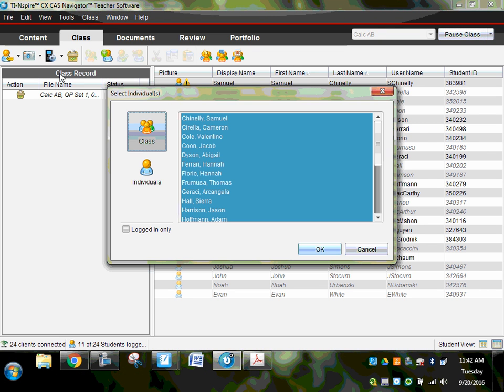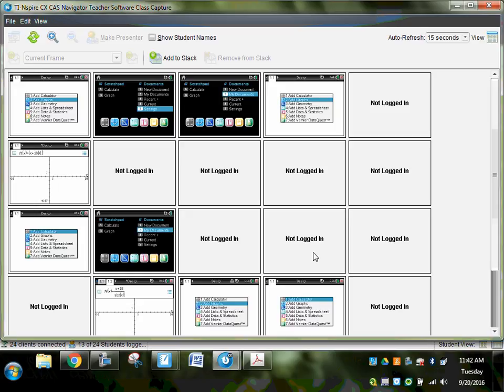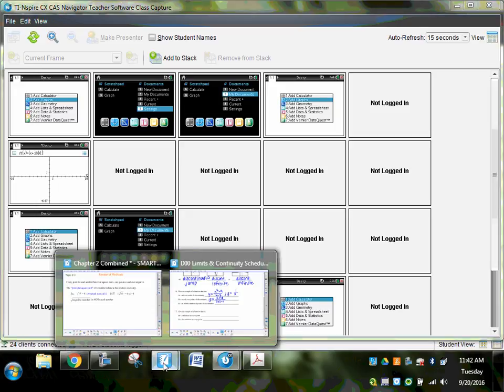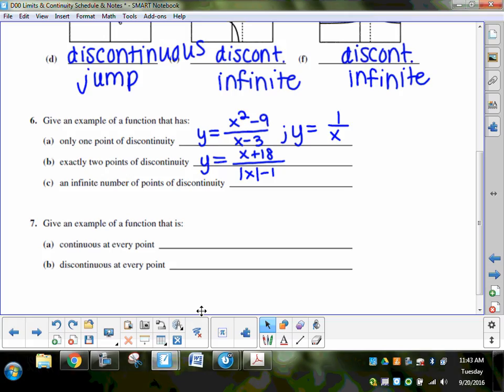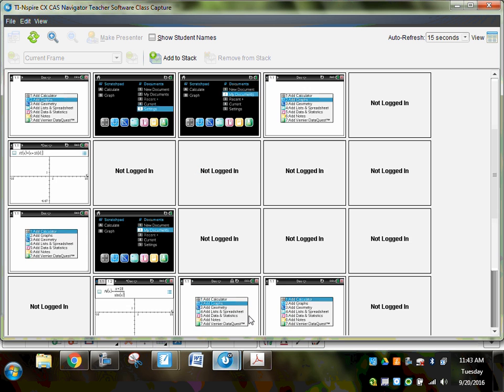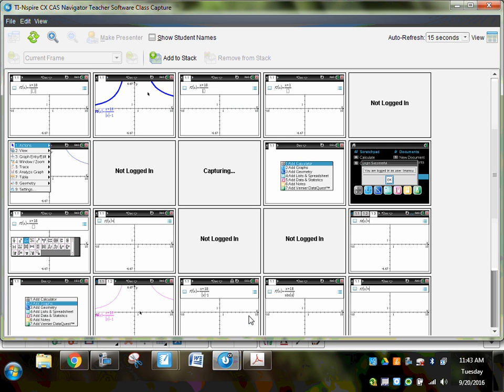He gave it as division, x plus 18 in the numerator, and then the denominator, the absolute value of x minus 1. Boy, I bet that's got an interesting graph. Let's see. Who's got it in there?